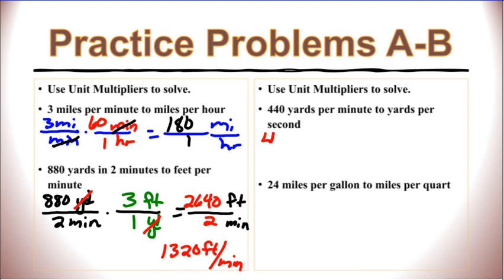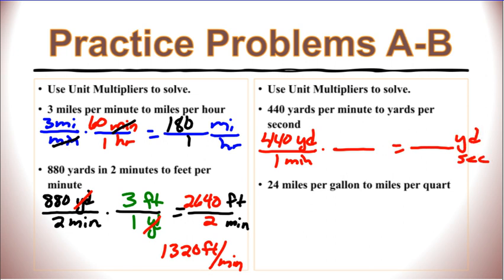Next example, we got 440 yards per minute, so 1 minute. I need to convert that to yards per second. Since I'm going from minutes to seconds, minutes needs to be on top, seconds needs to be on the bottom, just because of how my answer needs to look. I know that in 1 minute, there are 60 seconds, so that's my unit multiplier.